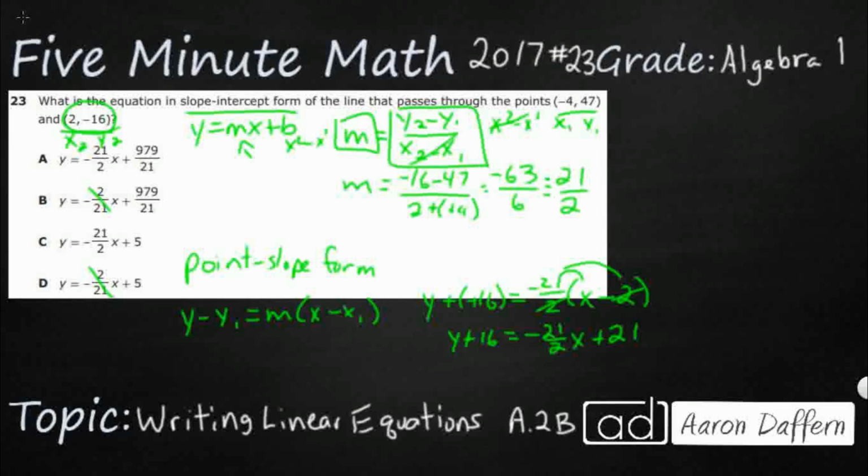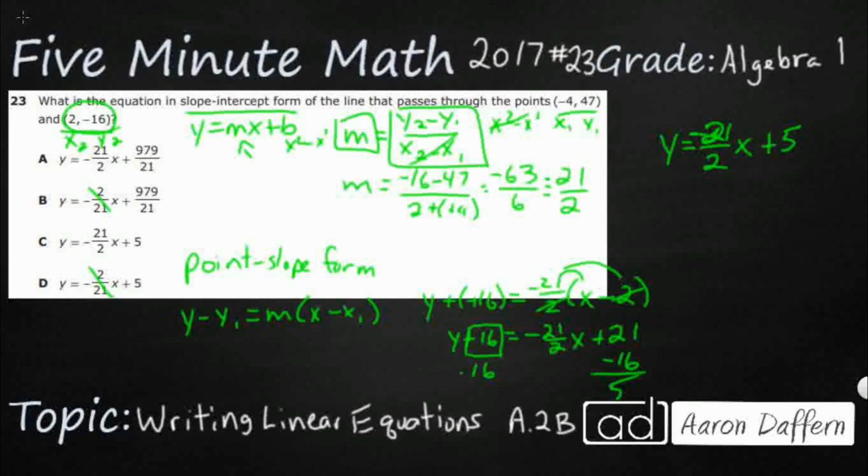So we're close. All I need to do is combine like terms. Let's subtract 16 from both sides. Let's write a clean copy up here. y equals negative 21 halves x, and then that's going to end up being a positive 5. So it looks like my answer is C.